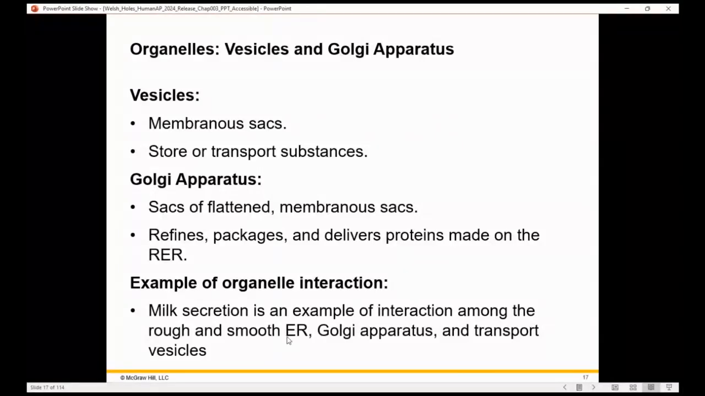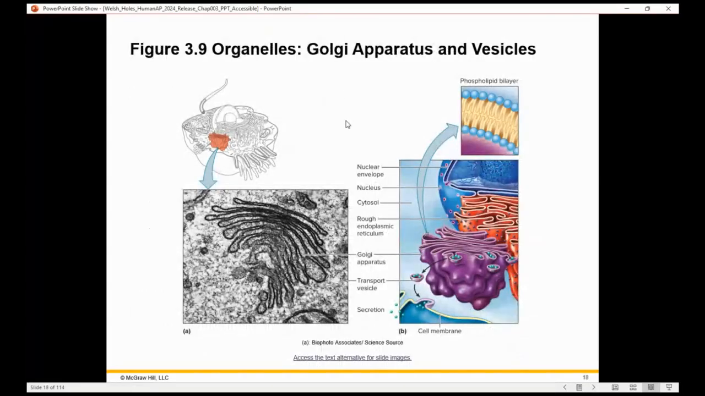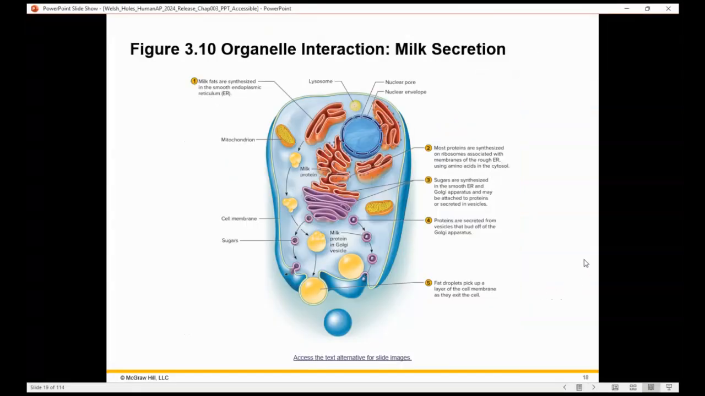An example of organelle interaction: milk secretion. This is an example of interaction among the rough and smooth ER, the Golgi apparatus, and transport vesicles. Here we have a three-dimensional image of the Golgi apparatus. Notice it's outside the rough endoplasmic reticulum. And here we have the electron micrograph. So this shows how these organelles might interact.